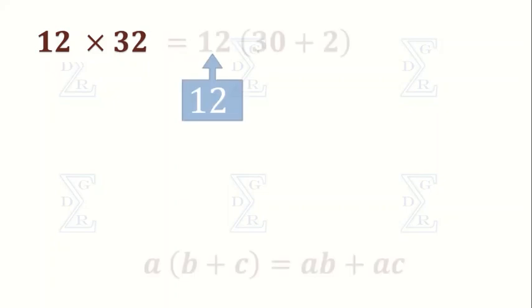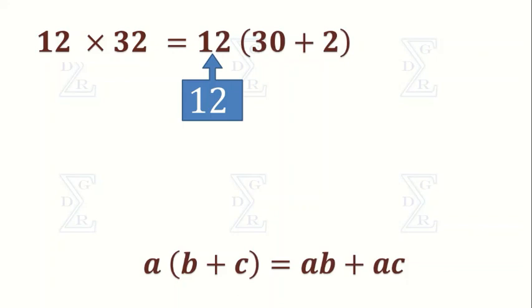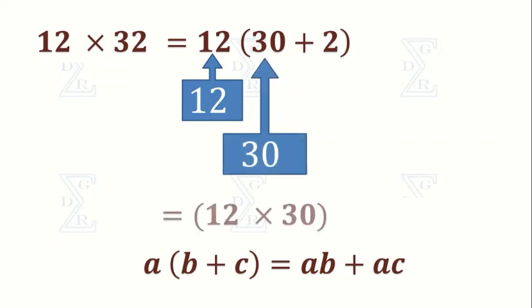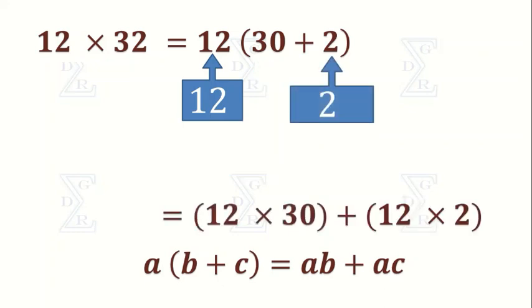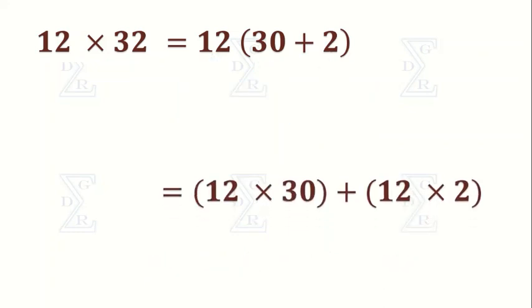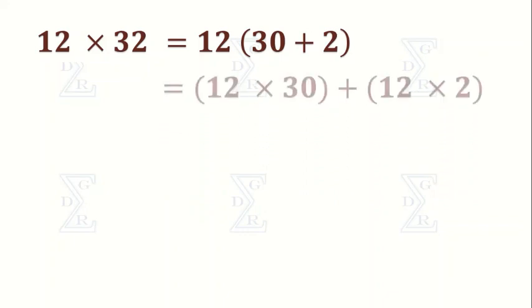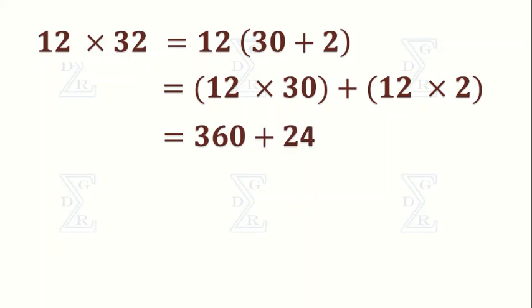Now 12 is a common multiple of 30 and 2. According to the formula, we can write it as the product of 12 and 30, and the product of 12 and 2. Now, we observe the product of 12 and 30 is 360. Now, the product of 12 and 2 is 24.